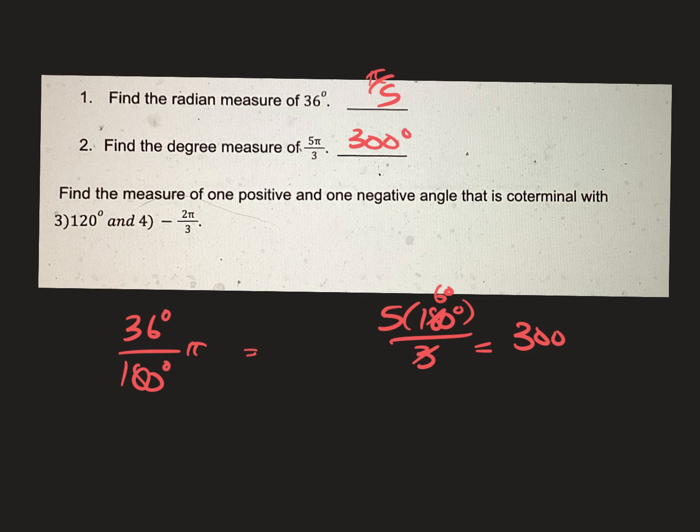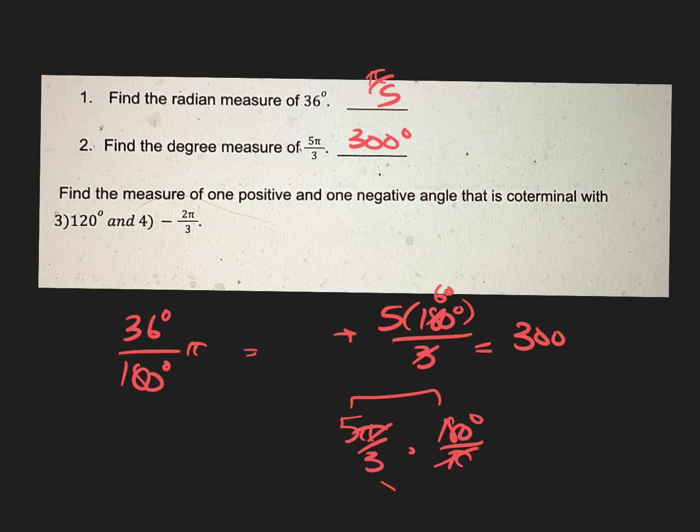Now, in case there's no pi tomorrow, you would have to take that 5 pi over 3, and you would multiply by 180 degrees over pi, because your pi's would cancel. And if you look at what's left, you got the 5 times 180 over 3, which is the same thing we just did right there.